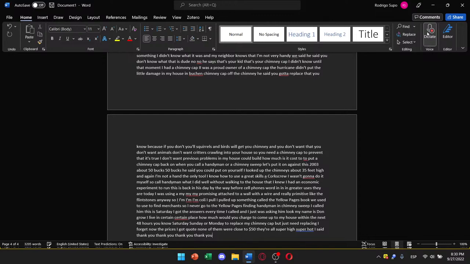I called back about a month later. Not a very bad hurricane. Same places. How much would you charge to come out and replace my chimney cap? $50. $55. $50. Prices went way back down.